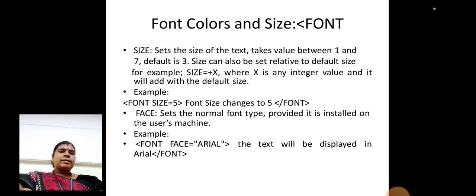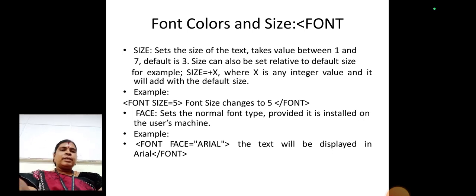Font colors and size. Size sets the size of the text and takes a value between 1 and 7. Default is 3. Size can also be set relative to the default size, for example size equal to plus x, where x is any integer value that will be added to the default size. Example: font size equal to 5, font size changes to 5, closing font tag.